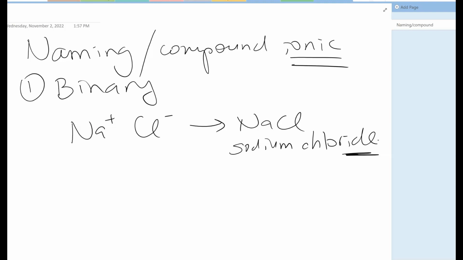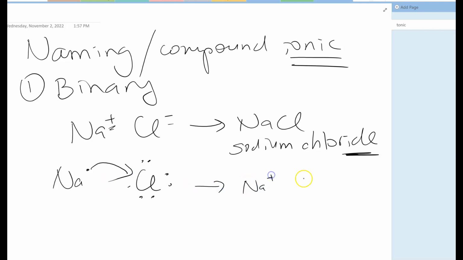And then how do you know what charges each one has? Well, you know that sodium has one valence, right? So let's draw the bonding. And you know that chlorine, before it becomes an anion, has 7 valence. So the sodium transfers its electron over. This is what makes sodium plus. This is what makes chloride minus. You put them together and it's NaCl.